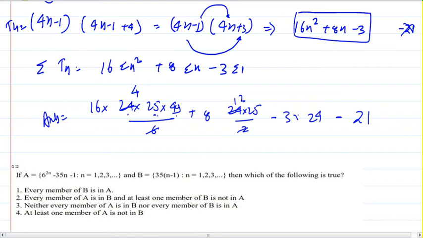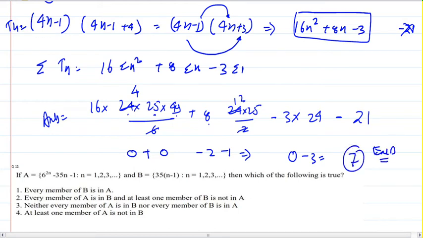See, an even number multiplied by 5 has to end with a 0. 8 into 2 into 5. Again, an even number multiplied by 5 has to end with a 0. 3 into 4, that is 12. So minus 2 in the end and minus 1 in the end. So 0 minus 3 will definitely end with a 7. So which answer option is ending with a 7?